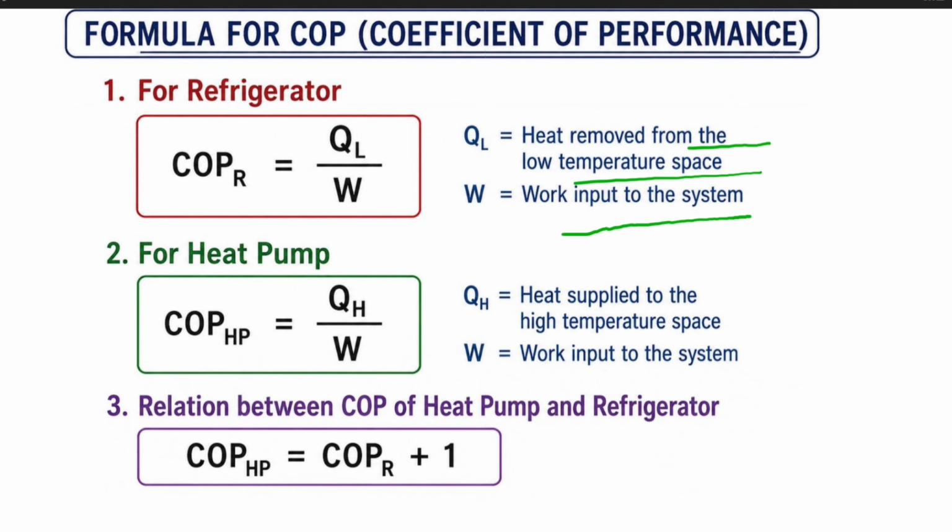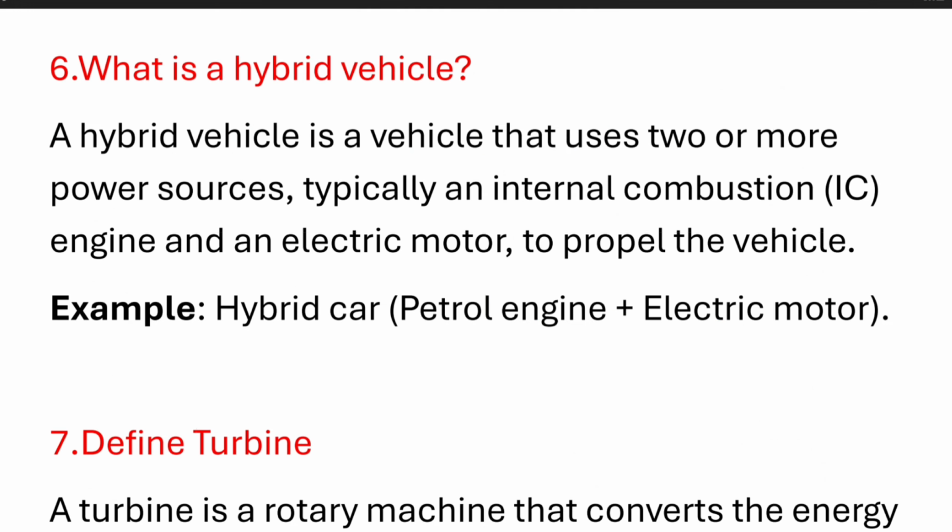So that is for a refrigerator. Coming to a heat pump, COP is QH divided by W. QH is heat supplied to the high temperature space, and W is the work input to the system. There is a relation between the coefficient of performance of heat pump and refrigerator. You can write COP of heat pump is equal to COP of refrigerator plus 1. This will be the relation.